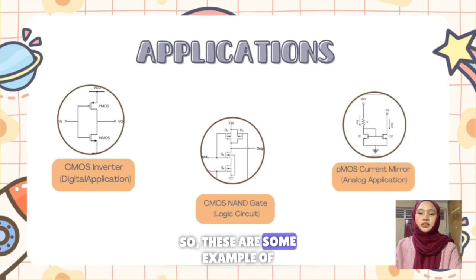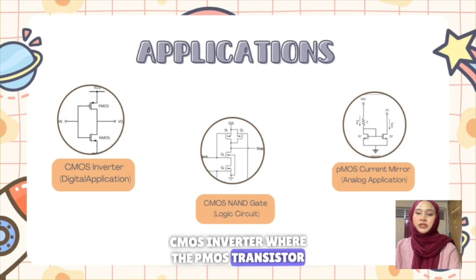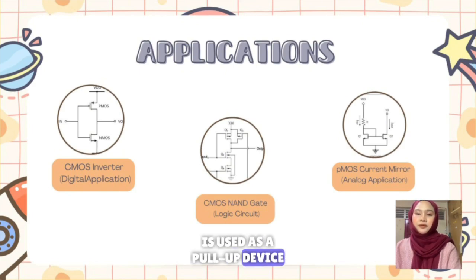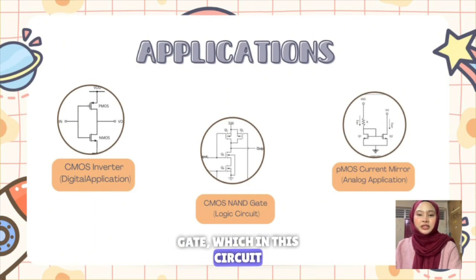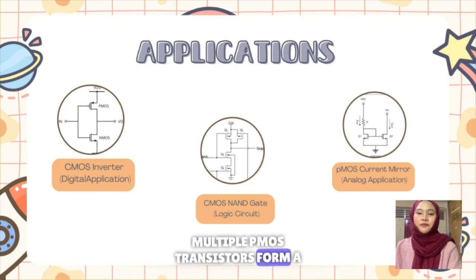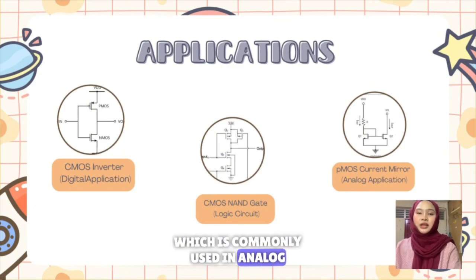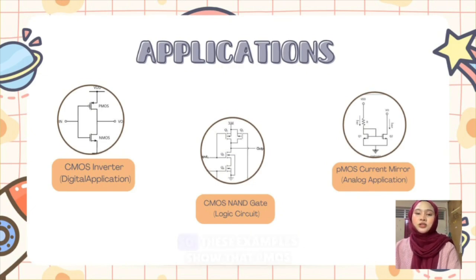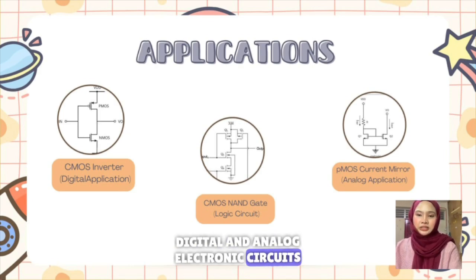So these are some examples of applications of PMOS. The first diagram shows the CMOS inverter where the PMOS transistor is used as a pull-up device. And then the second diagram shows a CMOS NAND gate, in which multiple PMOS transistors form a pull-up network. And the third diagram shows a PMOS current mirror, which is commonly used in analog circuits as a current source. So these examples show that PMOS transistors are widely used in both digital and analog electronic circuits.